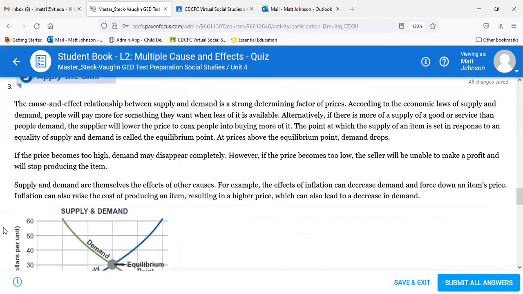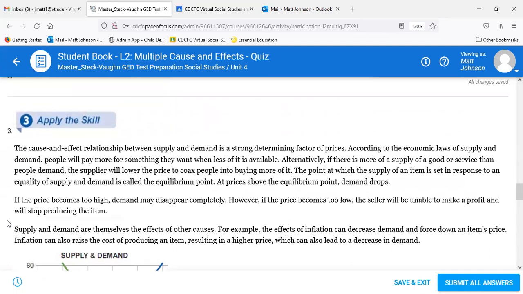And then number 3, we have a new section on supply and demand. Tracy, would you mind reading number 3 for us?